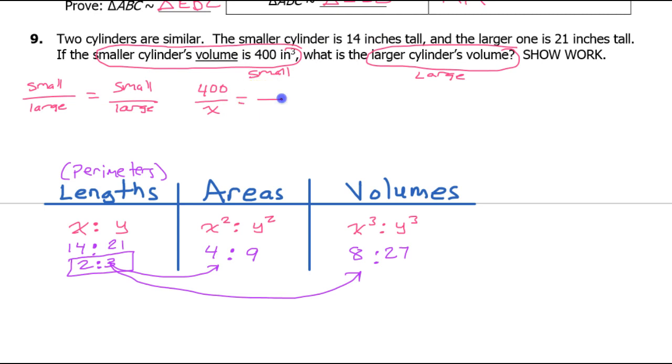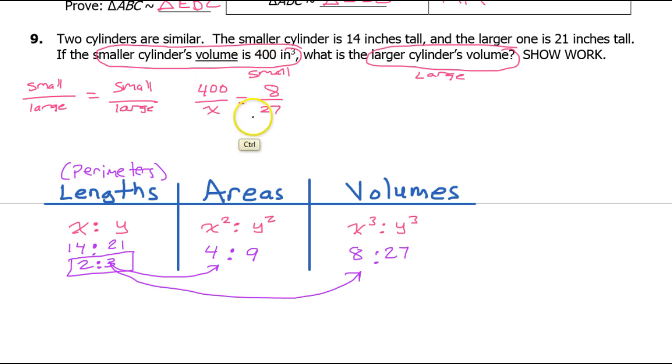And we're going to set that equal to one of these three scale factors. Are we going to use the length scale factor, the area scale factor, or the volume scale factor? Well, we're talking about volumes, so obviously we're going to use the volume scale factor, which is 8 to 27. So 8 over 27, small over large. So that's how you make the equation.